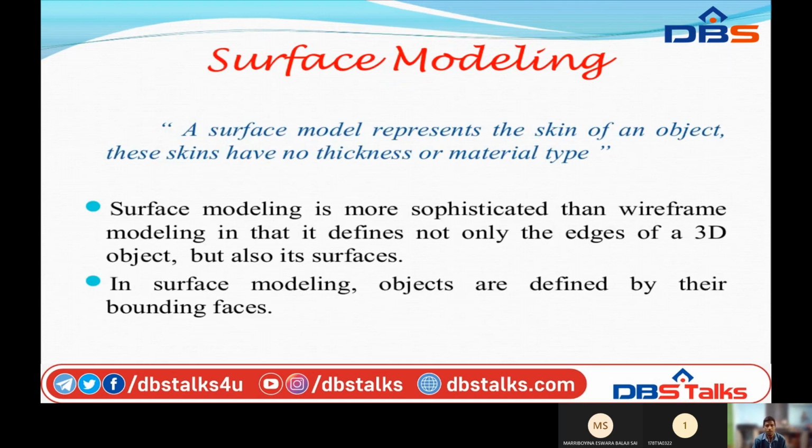Next, coming to surface modeling. Compared to wireframe modeling, here we are adding surfaces to the previously constructed geometrical models, that means wireframe models. In surface modeling, the entire structure looks like surfaces joining. Here, objects are defined by their faces, as I told you previously, because we are adding surfaces by means of faces and edges.